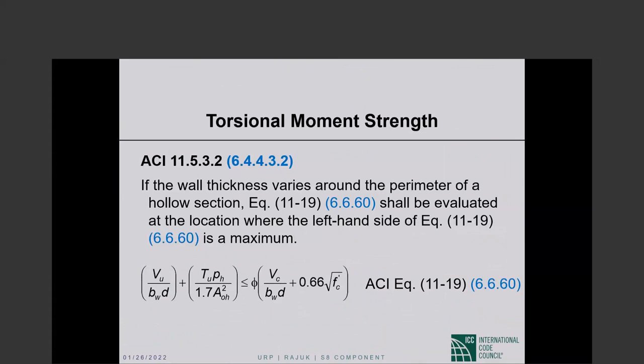Okay, we are still on this limit, analogous to h square root of f sub c prime. If the wall thickness varies around the perimeter of a hollow section, then this limitation shall be evaluated at the location where the left-hand side is a maximum. I think it is understandable upon reading. If the thickness varies, then you will check this limitation where it is the most critical, where the left-hand side is maximum.